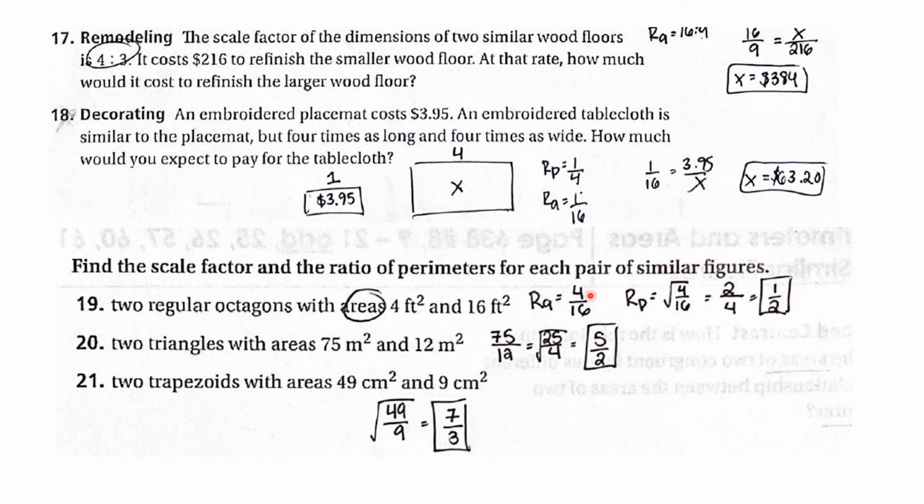It would be just as easy to say, oh, 4 over 16 is equal to 1/4, right? So the ratio of areas is actually 1/4. And then when you take the square root of 1/4, you're still going to end up with 1/2. And then remember that that's both the scale factor and the ratio of perimeters, right? Because those are equal to each other.